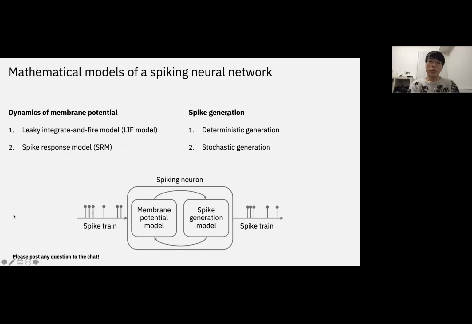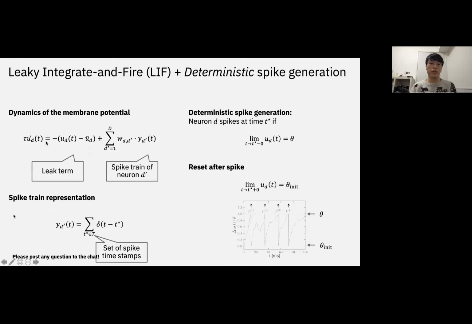Here is a mathematical model of a spiking neural network. We have two parts. One part is a membrane potential model, and the other part is a spike generation model. We are going to introduce some of the models in the next few slides. The most basic model is a leaky integrate and fire model with deterministic spike generation.